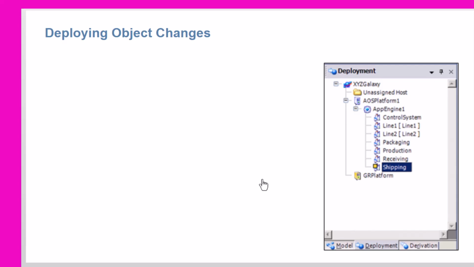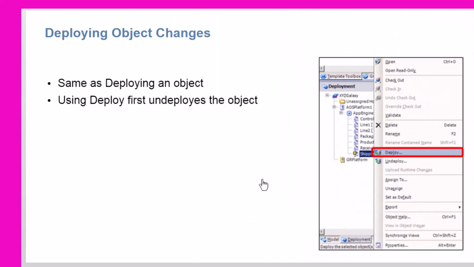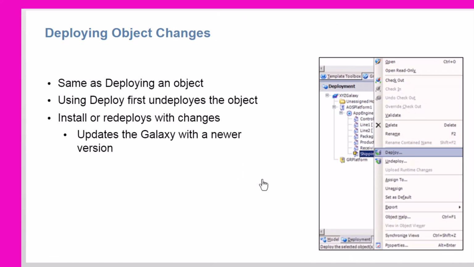Redeploying objects is the same as deploying an object. If you are testing your objects, especially after making changes, you need to redeploy your application or instance to review the changes you made. The process first undeploys the object, thereby removing it from production, and then installs or redeploys the object again with the changes. For example, you have an object whose deployment state is pending an update. By using deploy, it updates the object in the Galaxy with a newer version than previously deployed into runtime.